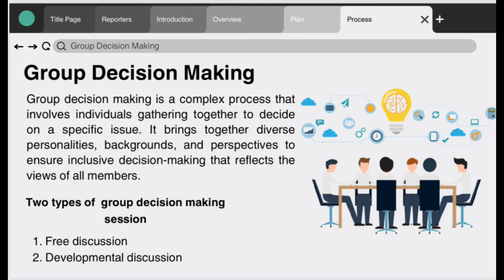Number two is developmental discussion. The problem is broken down into pieces and smaller parts with specific goals. Developmental discussion goes step by step with a specific goal, unlike free discussion, where they are free to make their own decision as they want. Developmental discussion ensures systematic coverage of a topic and ensures that all members of the group are talking about the same aspect of the problem at the same time.